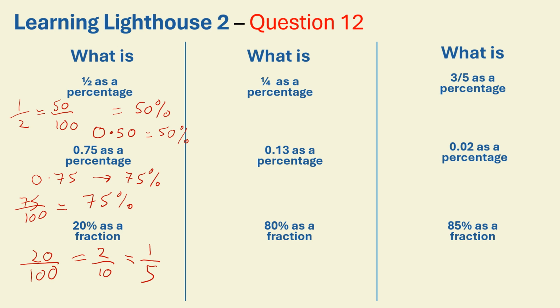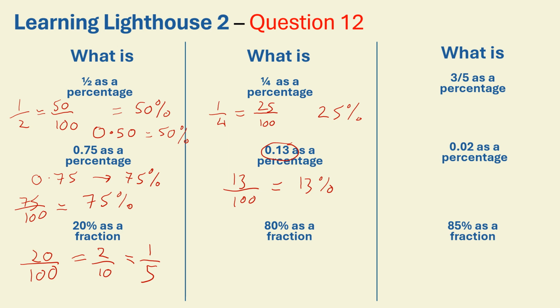Okay, on the middle column, to go from 4 to 100, we're timesing by 25. So the top is 1 times 25 is 25%. 0.13 as a percentage. Well, that's 13 hundredths, which is 13%. Again, we could have just taken the 0.13 multiplied by 100. So the digits move 2 places to the left.